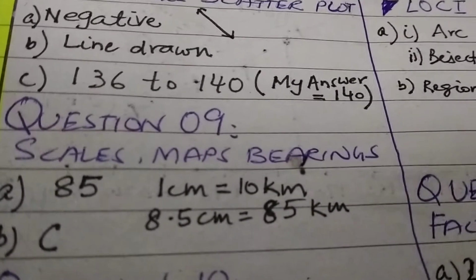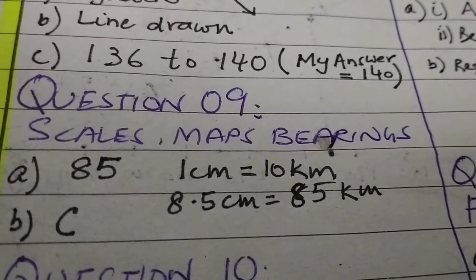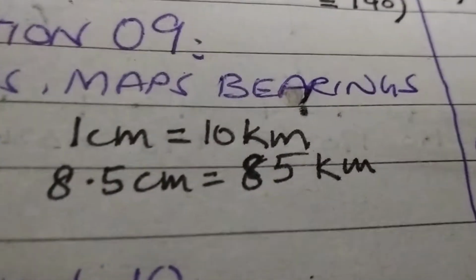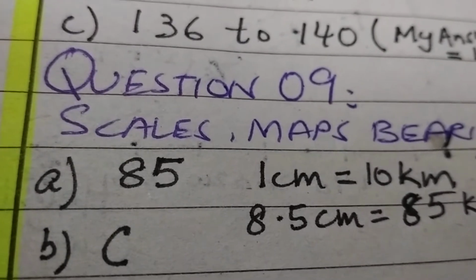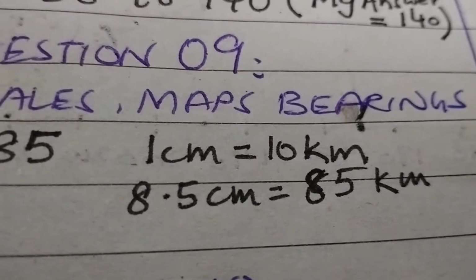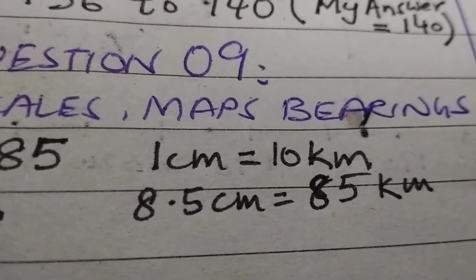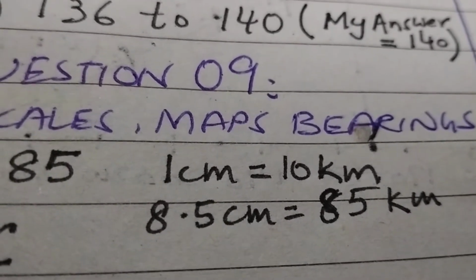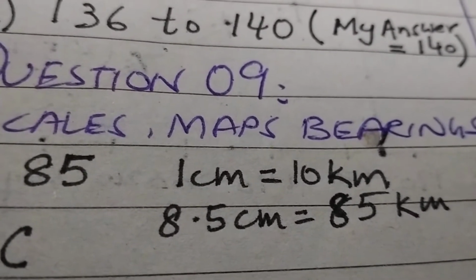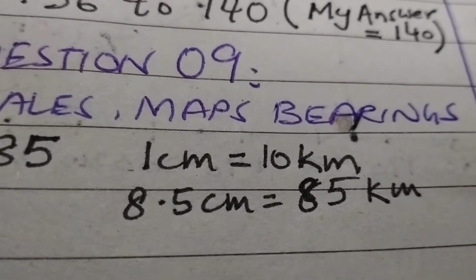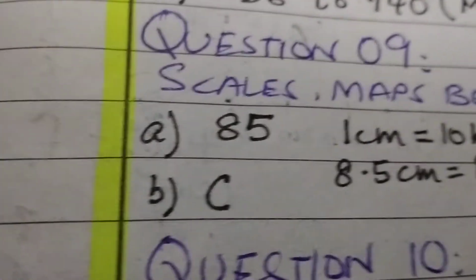In my notes I have written that this question is from scales, maps and bearings and the construction. 1 centimeter equals 10 kilometers. I have measured the distance between A and B, and it is coming as 8.5 centimeters. So you multiply 8.5 by 10. Why? Because the scale was given as 1 centimeter equals 10 kilometers. So 8.5 centimeters multiplied by 10 is 85 kilometers, and that will be your answer.